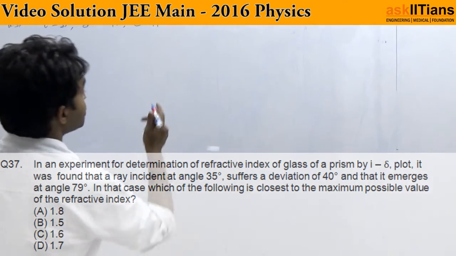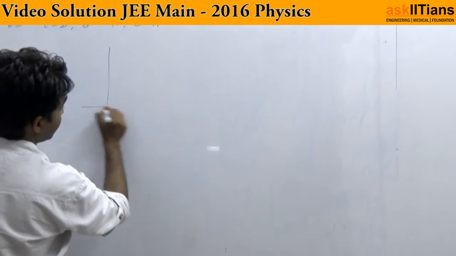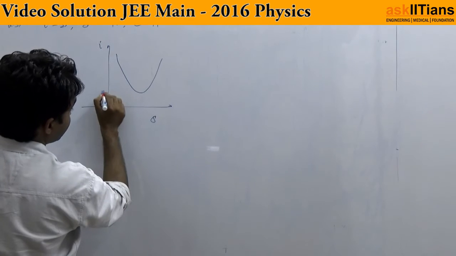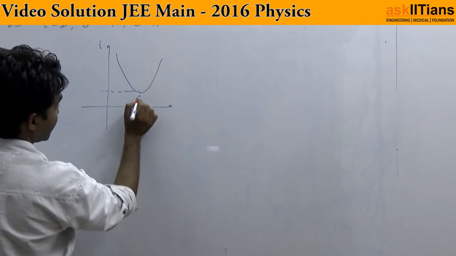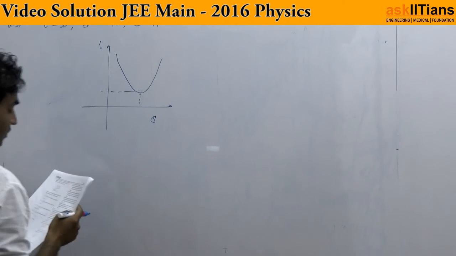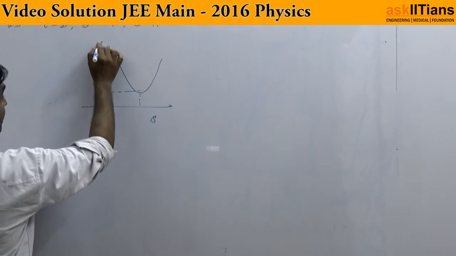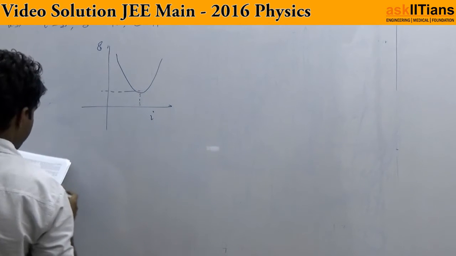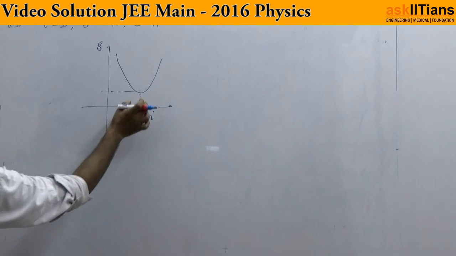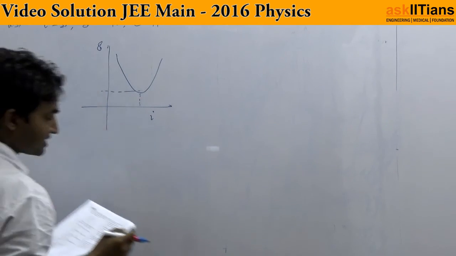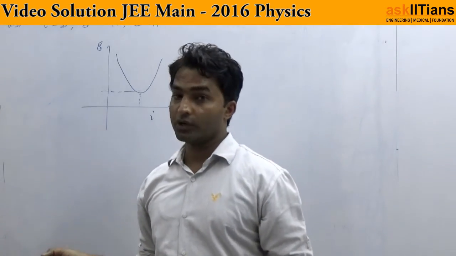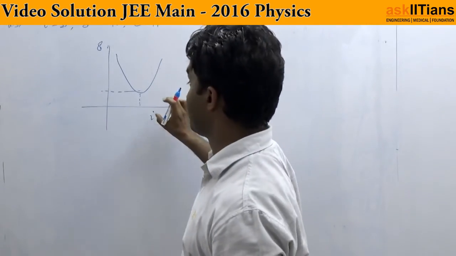Usually, when we draw a graph between i and delta, we get the value of i for which the deviation is minimum. Means deviation is considered to be minimum. Okay, so now we have to find out the condition. This is possible only when angle of incidence is equal to angle of emergence, and r1 plus r2 should be equal to angle of prism for the minimum deviation.